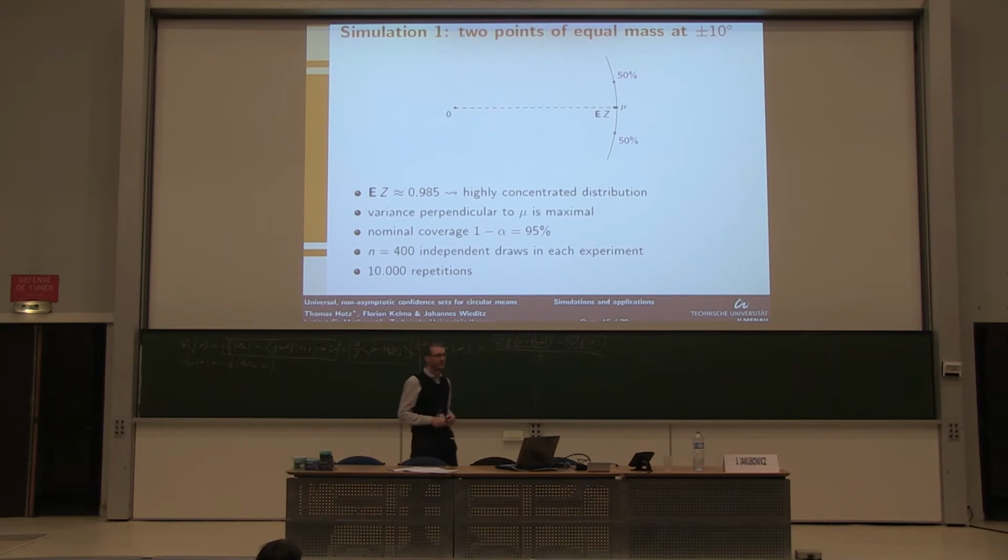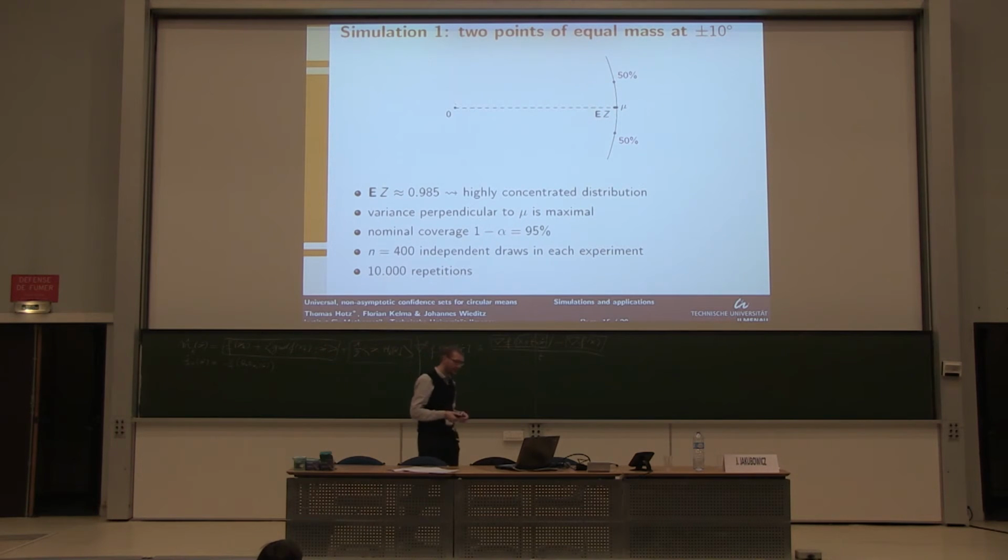So to illustrate this with two toy examples, let's start with a favorable situation for the asymptotics. You have just 2 point masses at plus minus 10 degrees, if you like, with probability 1/2 each. Then the expectation is going to be very close to the boundary. It's 0.985.